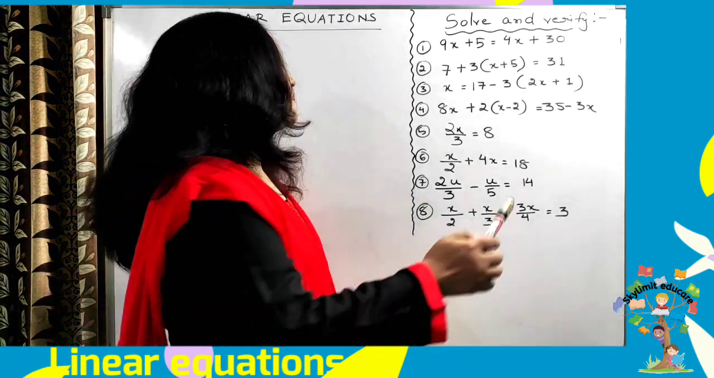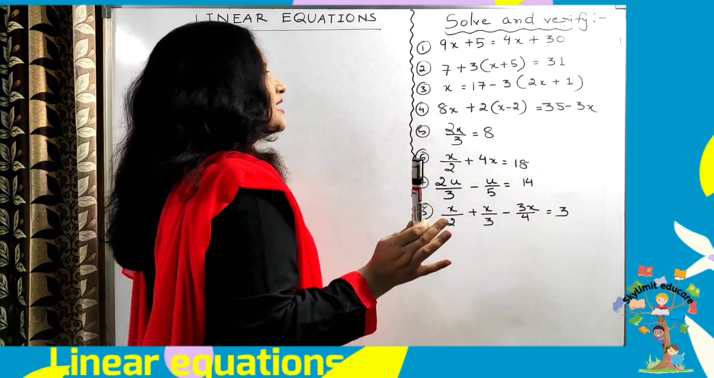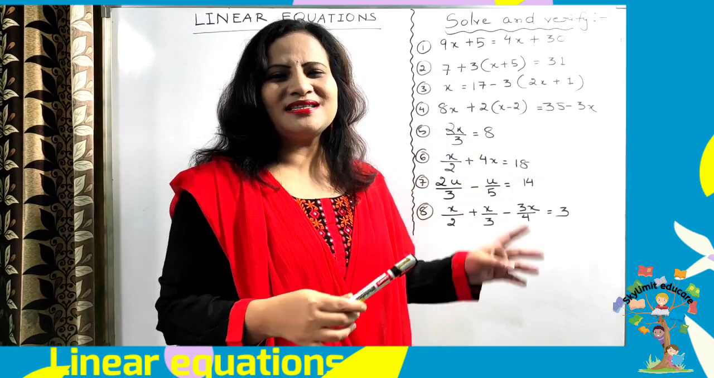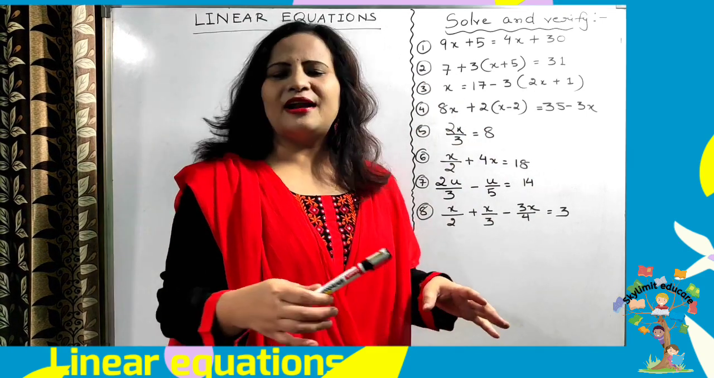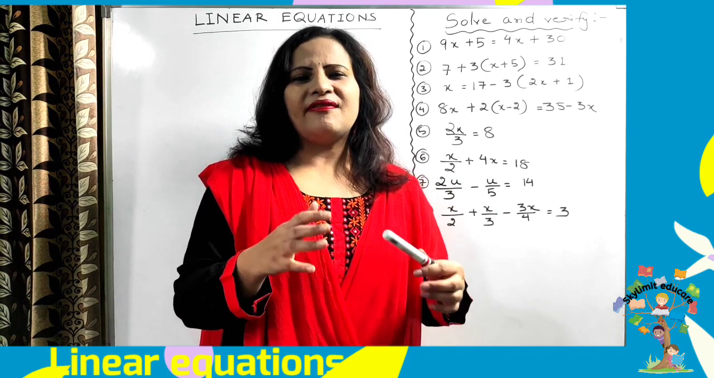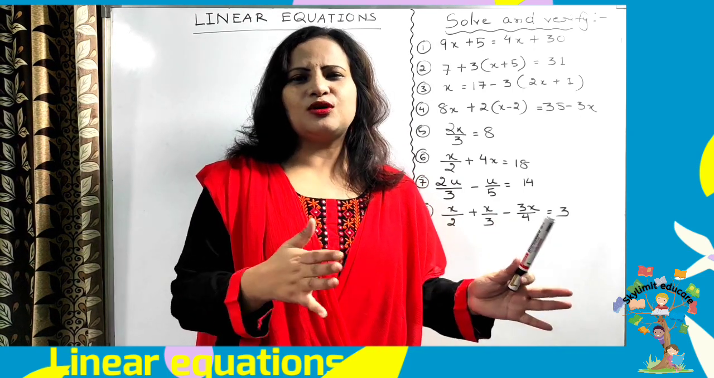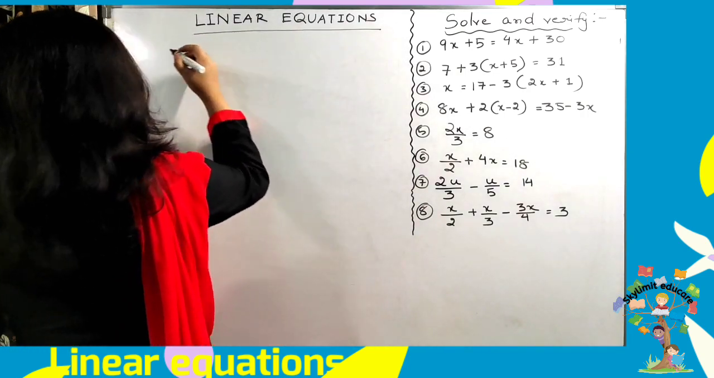So what is the question asking you? Solve and verify. You have to solve as well as verify. The variable here is x. We will first find the value of x, and then substitute the value of x and prove that the left hand side is equal to the right hand side. Okay, let's start with the first question.